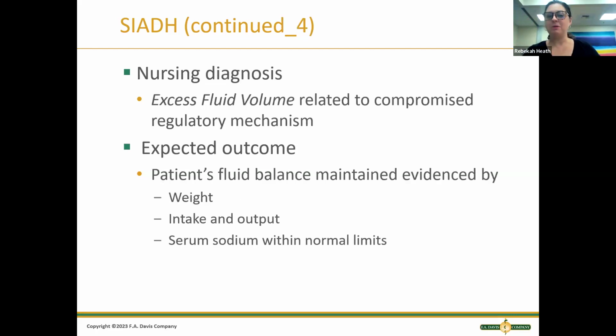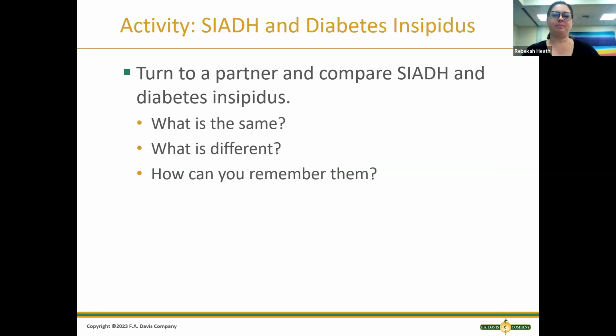Nursing diagnoses are going to be fluid volume excess. And our expected outcome, kind of similar to diabetes insipidus, is that we want their weight to be normal. We want to see their I&O be stable. And we want to see their serum sodium level within normal limits.